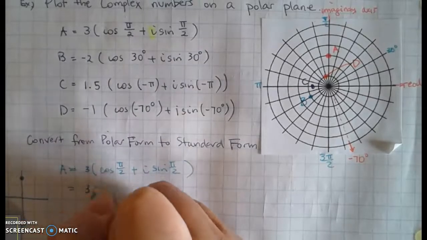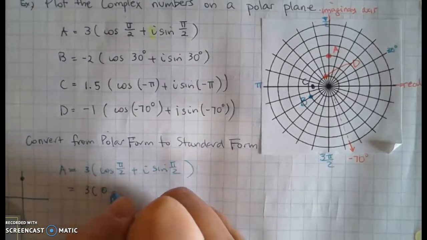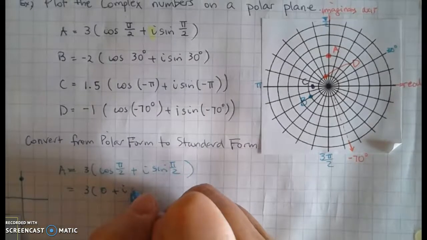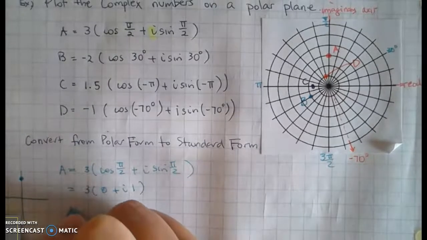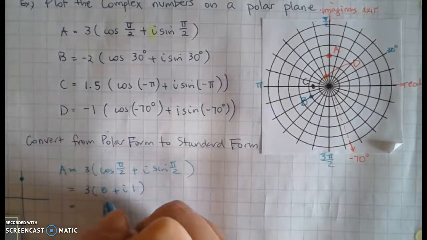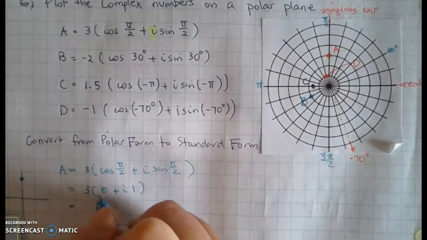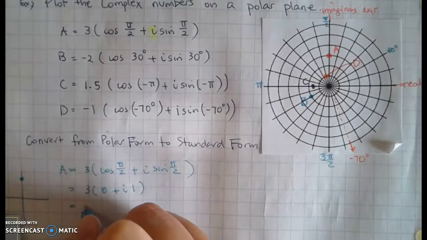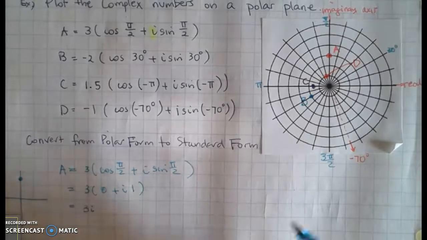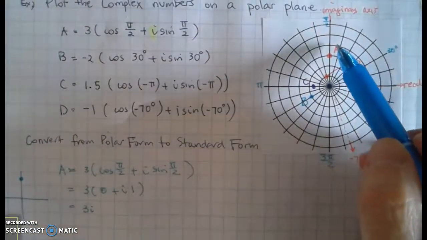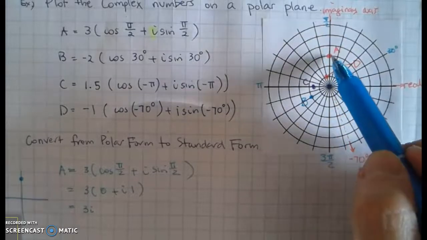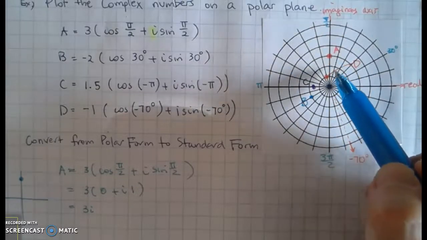So it's going to be 3 multiplied by 0 plus i times sine of pi over 2, which is 1. So that's just going to be 3 times 0 is 0. So we don't have any real portion, we just have 3i. And that's exactly what we're dealing with. We just have an imaginary number, 3i.